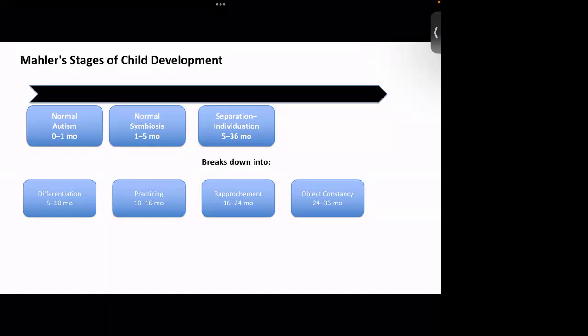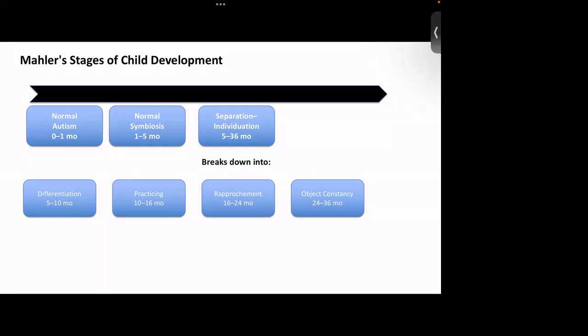This begins to change as we enter the four substages of separation individuation. The baby begins to really start to separate from the mother. It starts with differentiation, which basically is when the baby realizes, hey, I'm nursing from this person, or I'm drinking a bottle from this person, I am not the same as this person. Sometimes the differentiation stage is referred to as hatching because the baby is hatching out of its shell, finally beginning to differentiate from the mother.